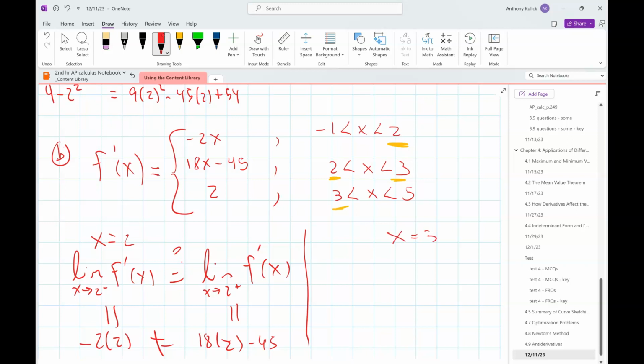Now I'm going to check 3. And we check it the same way. So when I do that, I have 18 times 3 minus 45, and then 2. Well, I don't care what 18 times 3 minus 45 is, other than it's not 2. It's 54 minus 45, which is 9. It's not 2. So again, the 3 should be open on both ends.